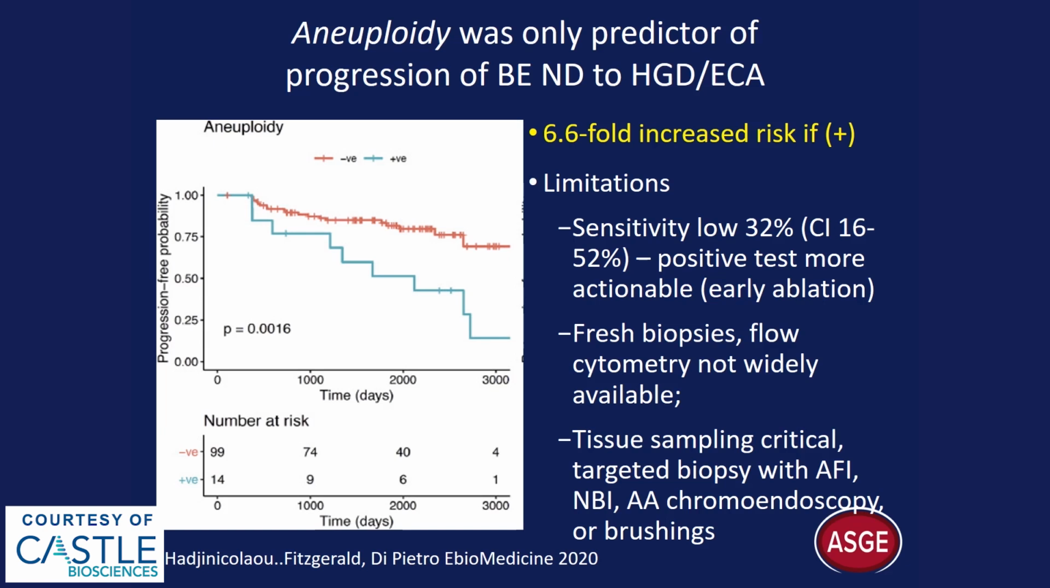The limitations of aneuploidy, however, are that the sensitivity is low, but the positive test is more important and more actionable for potentially suggesting endoscopic ablative therapy in patients with Barrett's with no dysplasia. The limitation also is that fresh biopsies are needed for flow cytometry, which is not widely available. Also, tissue sampling is critical to detect aneuploidy in the Barrett segment, and therefore targeted biopsies with digital chromoendoscopy, autofluorescence, or brushings in addition to the Seattle biopsy protocol are important to improve the sensitivity.